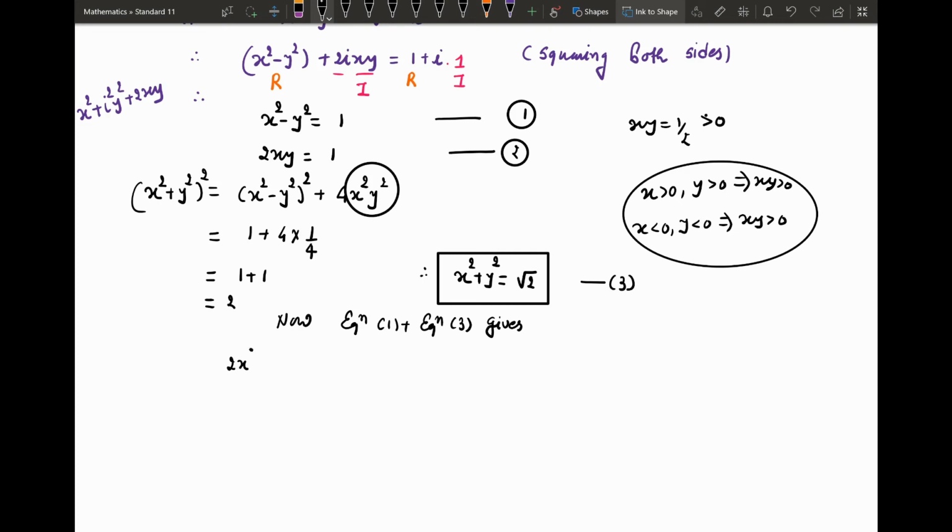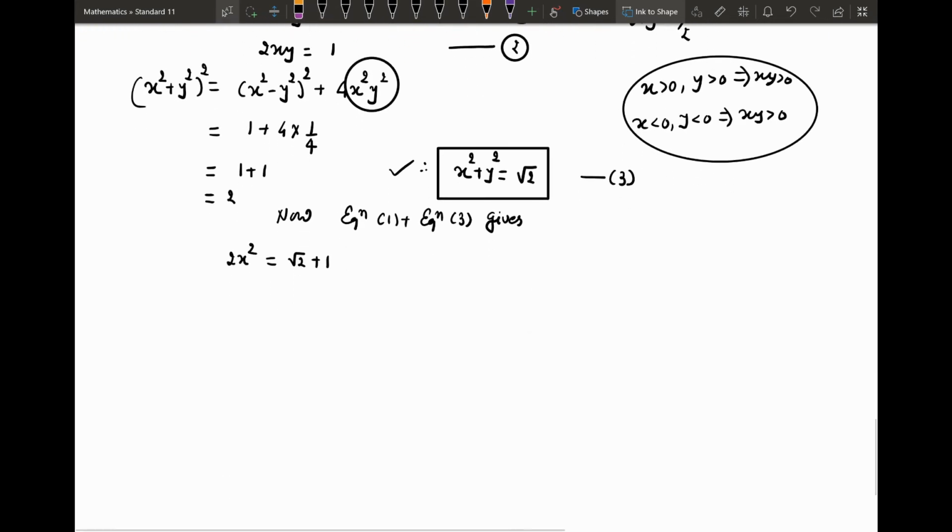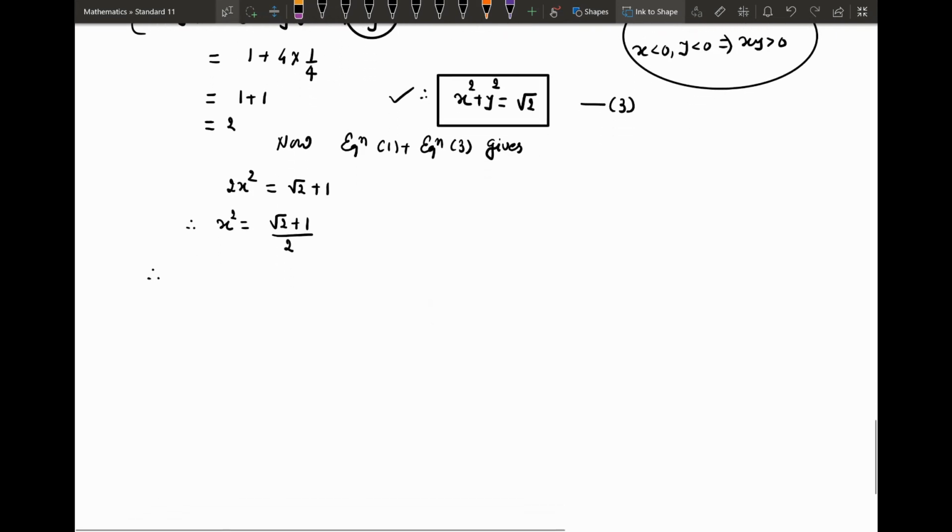2x square. If we take addition of corresponding sides of equation 1 and 3, this is equation 1, this is equation 3, so x square plus x square, 2x square equal to root 2 plus 1, and therefore x square equal to (root 2 plus 1) by 2, and therefore when we take the square root, x equal to plus minus root of (root 2 plus 1) upon 2.